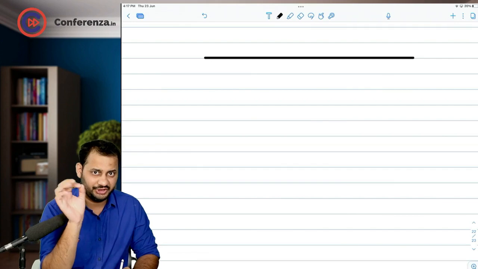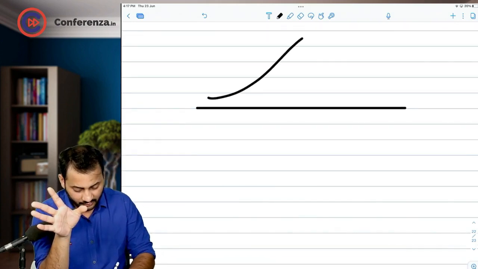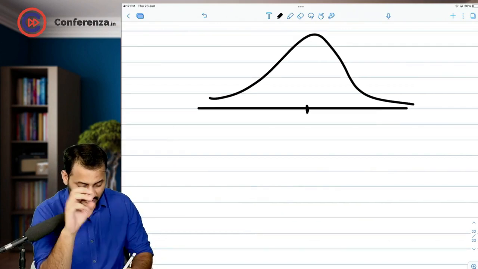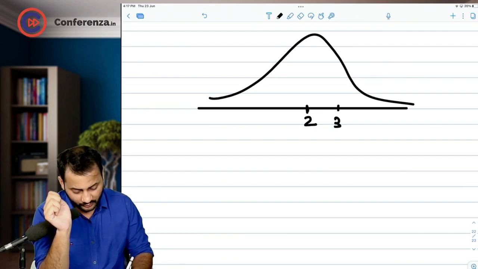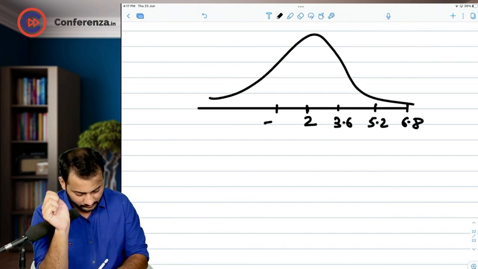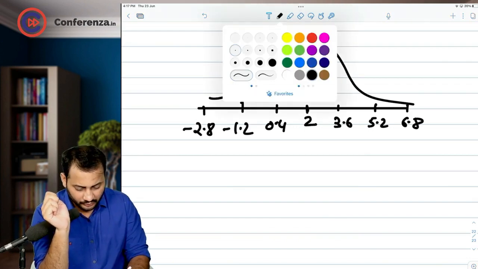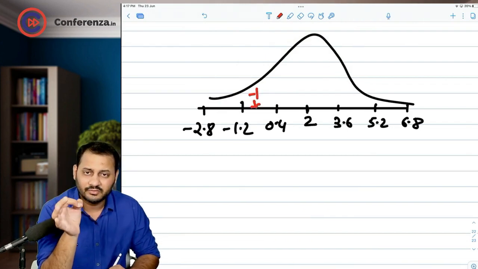Because the question said that the data is normally distributed, we drew a diagram for that, and it was looking like this. The mean started from here and it went up to 3.6, 5.2, 6.8, and down to 0.4, minus 1.2, minus 2.8. Now the question said to calculate the probability that the loss will be at least 1 crore or more.